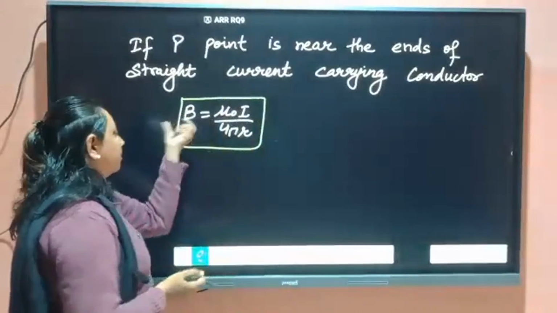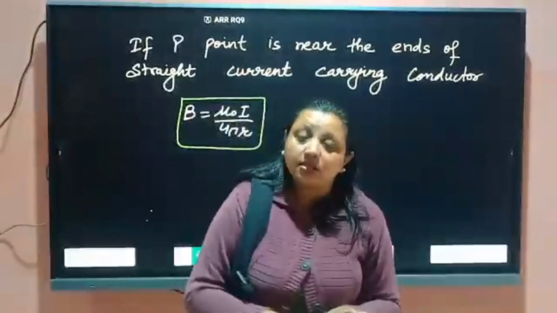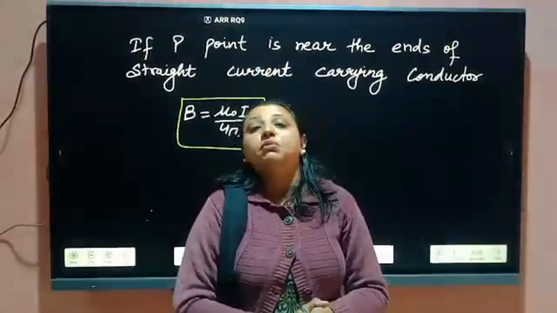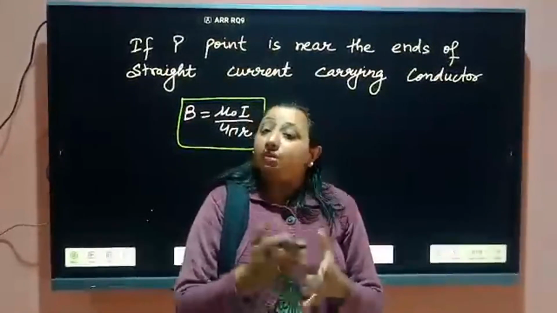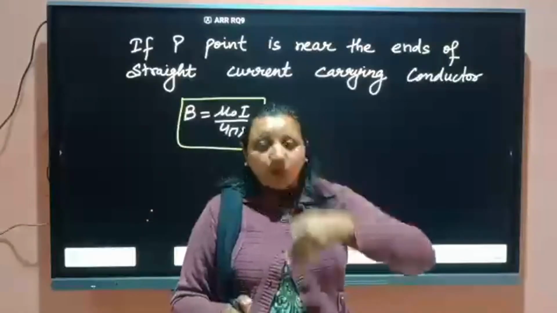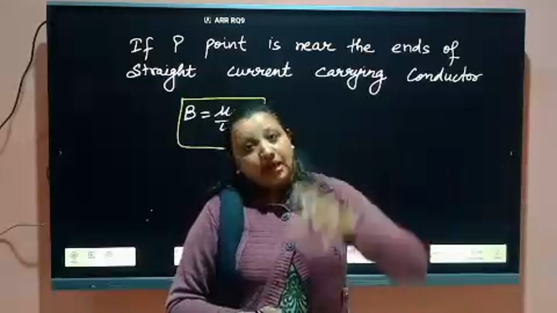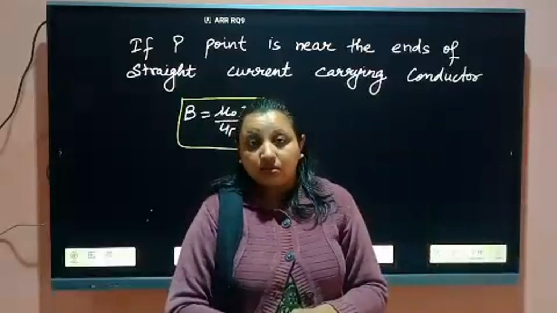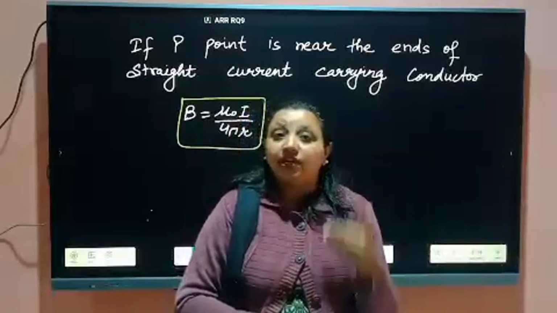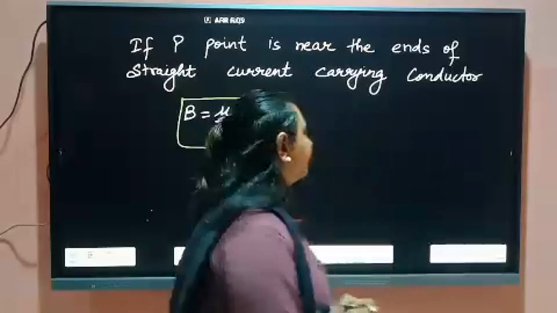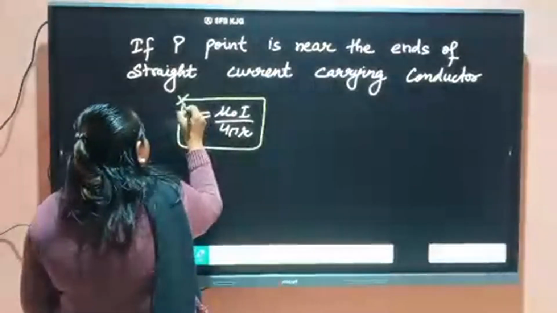The quantities are the same, where you have to write all these things: B is the magnetic field, mu naught is the magnetic permeability of free space, I is the current flowing through the conductor, and R is the distance at which you have to find the magnetic field at the ends of the straight current carrying conductor. So you have to write each and everything that is used in the formula asked in the question. So this is the formula.